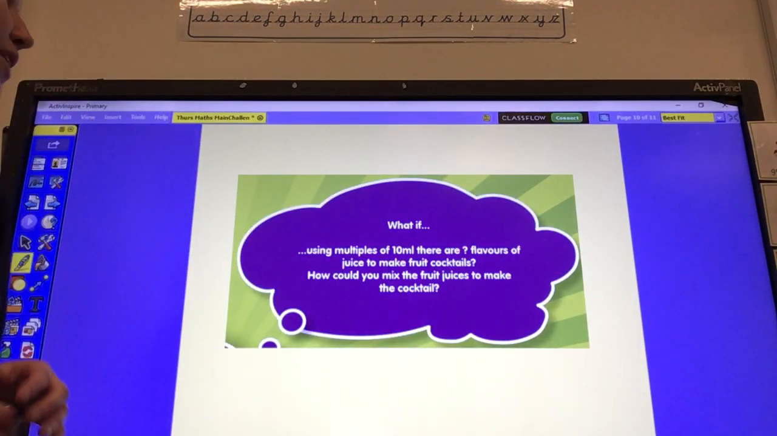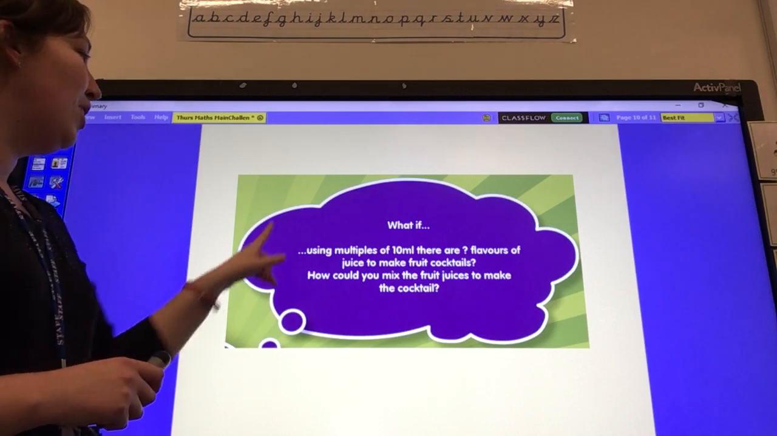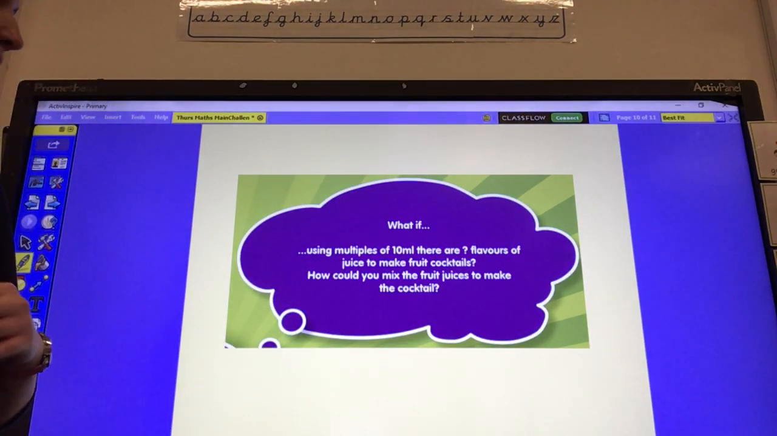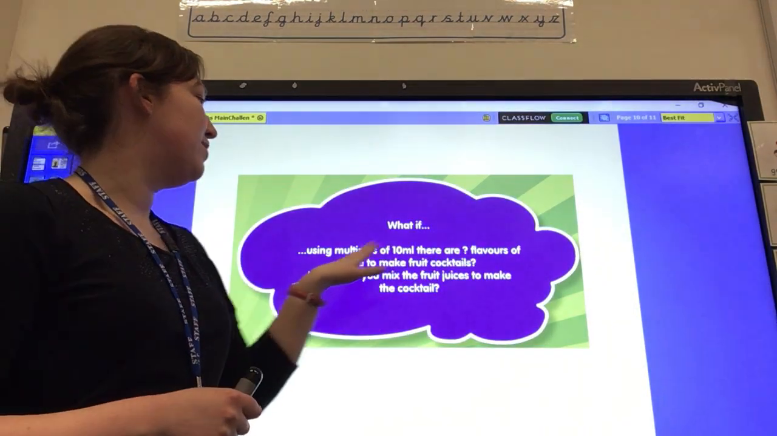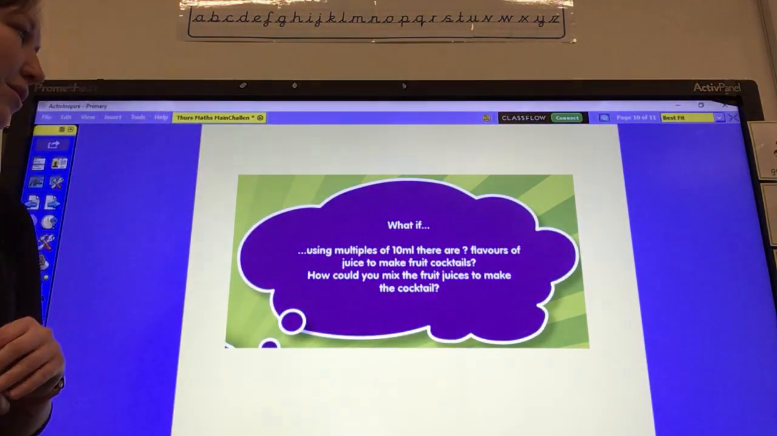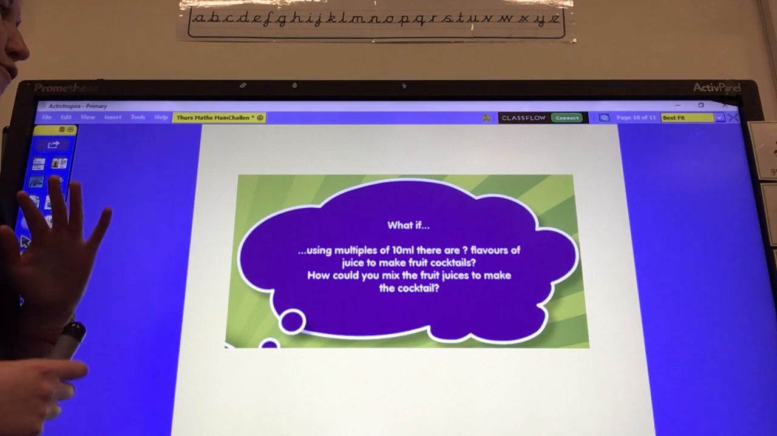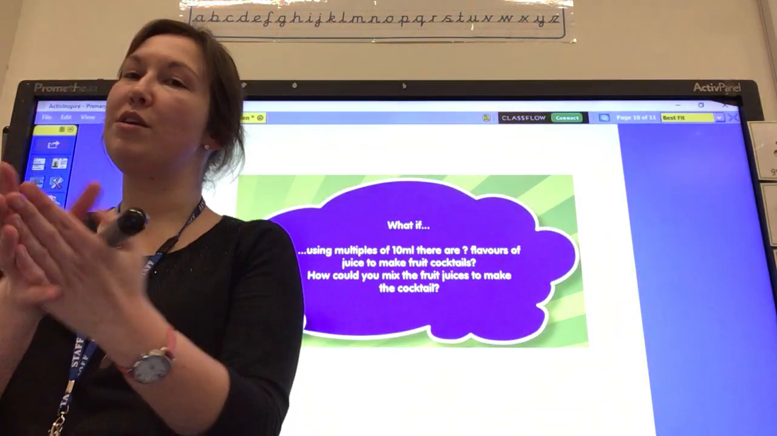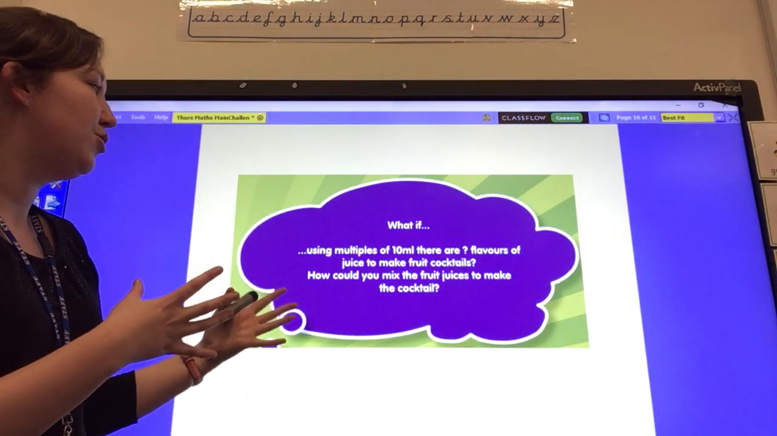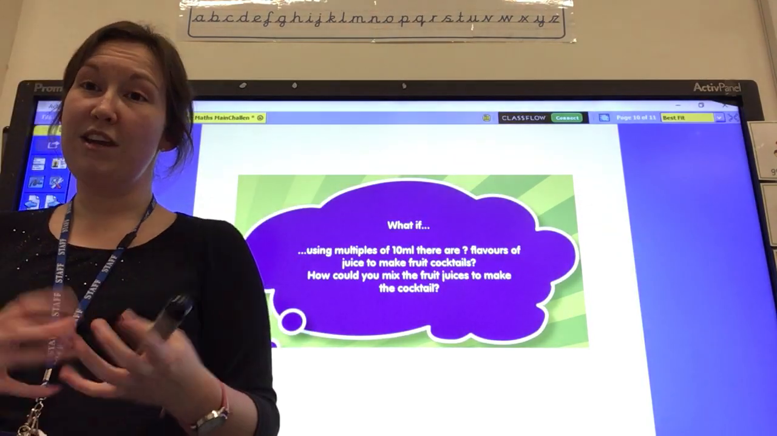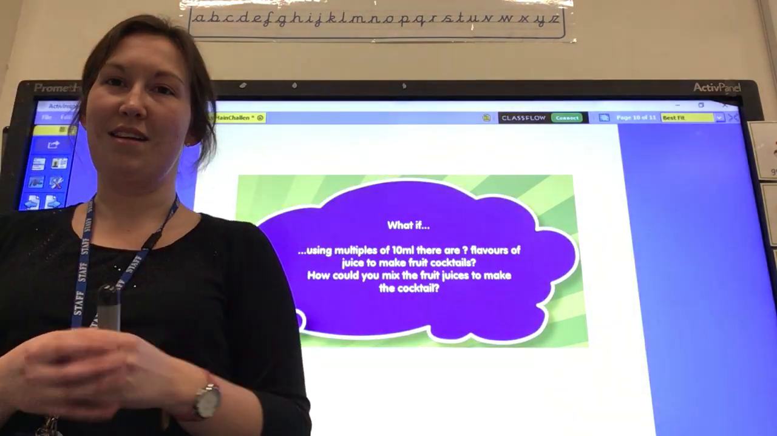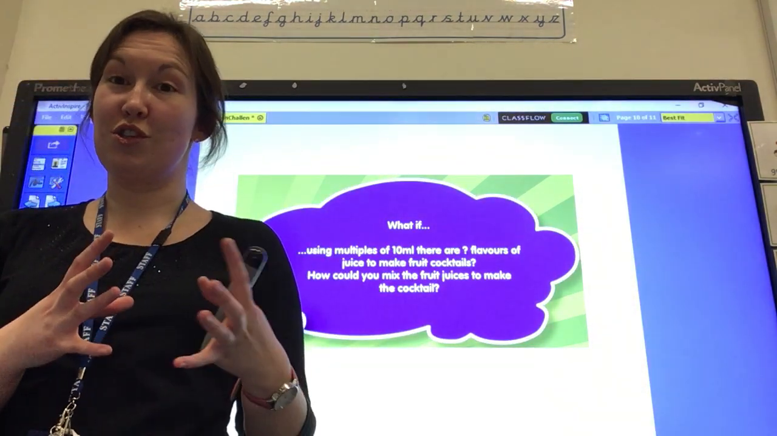And finally, what if, using multiples of 10 millilitres, there are a number of flavours of orange juice to make fruit cocktails? How could you mix fruit juices to make a cocktail? So this one is where it's up to you. You could have lots of different fruit juices, you could draw it, you can write it, you can show it to me in different ways, but it is in multiples of 10. How many different ways could you solve this problem?